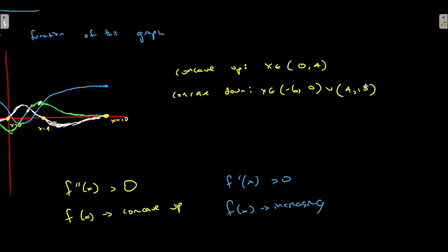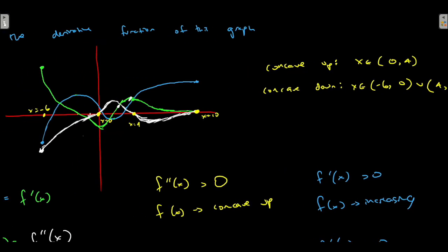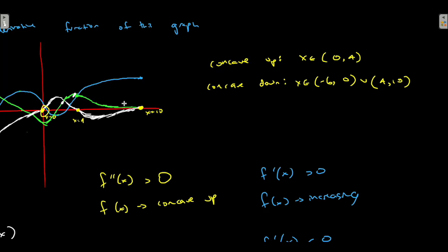Notice that I'm not including the points 4 and 10 and -6 and 0 because these cannot be classified as concave up or concave down, because at x is 0, it changes from negative to positive. This is when it changes from concave down to concave up. But we do not know whether that point at x is 0 would be part of the concave up part or the concave down part. So it's just defined as a point of inflection. It's neither concave up nor concave down.